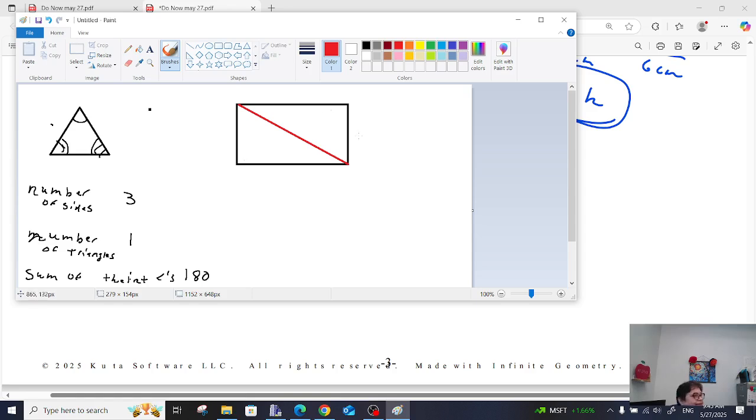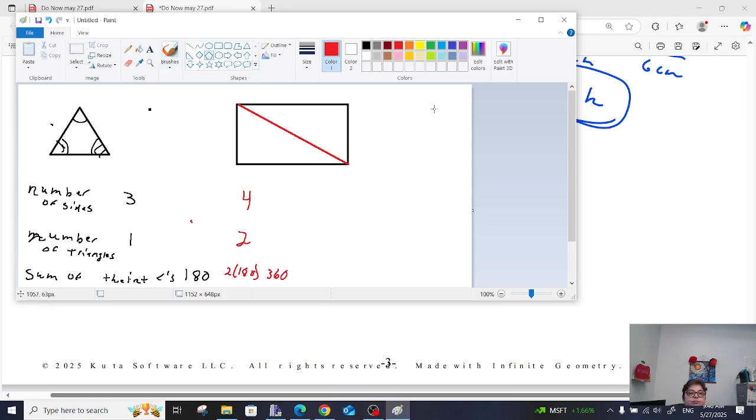No, sides, outside. I have 4 sides. How many triangles do you see? And 2 times 180 is what? 360, right? Okay, the next one they have is a pentagon.